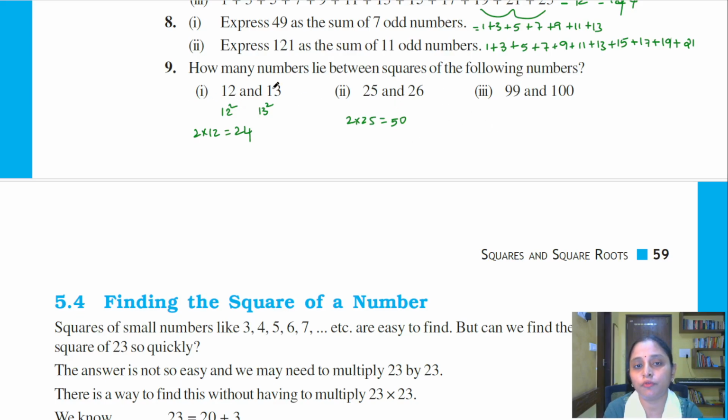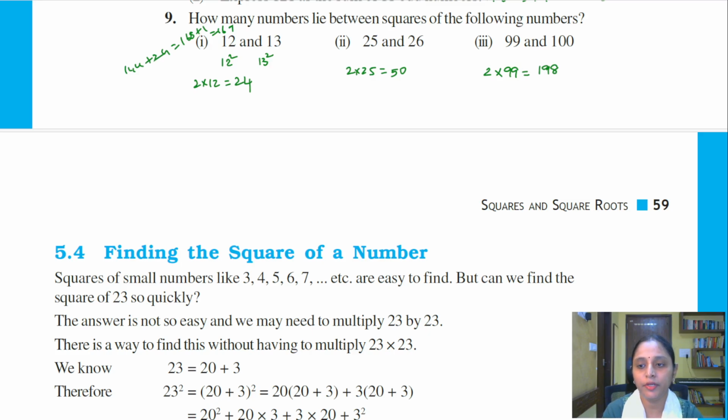For example, 144 and 169 are the perfect squares here, right? So 144 plus 24 is going to give you 168, plus 1 is going to give you 169. So you can do that quick check. 2 into 99 is the answer here, which is nothing but 198. So that is about exercise 5.1.